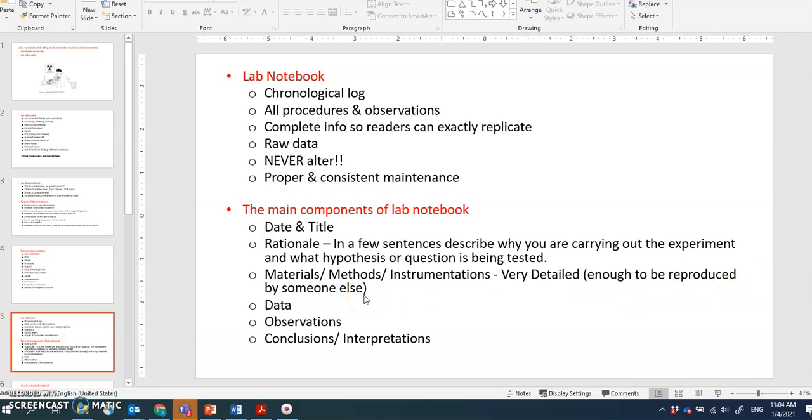Okay, and the data, of course, raw data, calculation, and the process data should be written in your lab notebook. And then based on your data, you will draw your observation. So provide your statement. It doesn't have to be long, but just provide what you found through your observation.